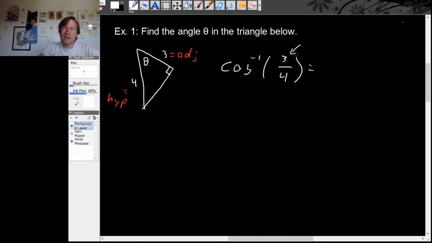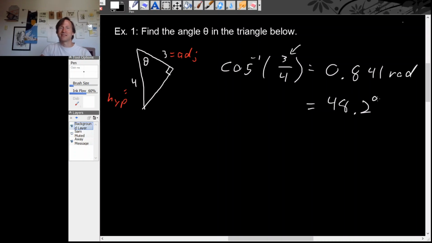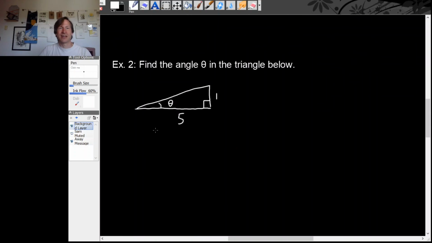This input for inverse cosine isn't one of the nice ones, so we're going to have to use a calculator to approximate inverse cosine of 3 over 4. Punch this into a calculator, and if you're in radian mode, you'll get something like 0.841 radians. If you are in degree mode, or if you convert that to degrees, you get something like 48.2 degrees. Because we had the adjacent side and the hypotenuse, we used inverse cosine. All right, let's look at another example.